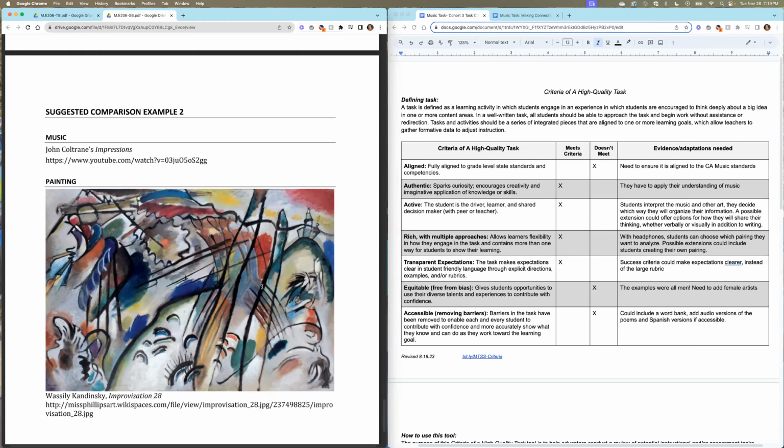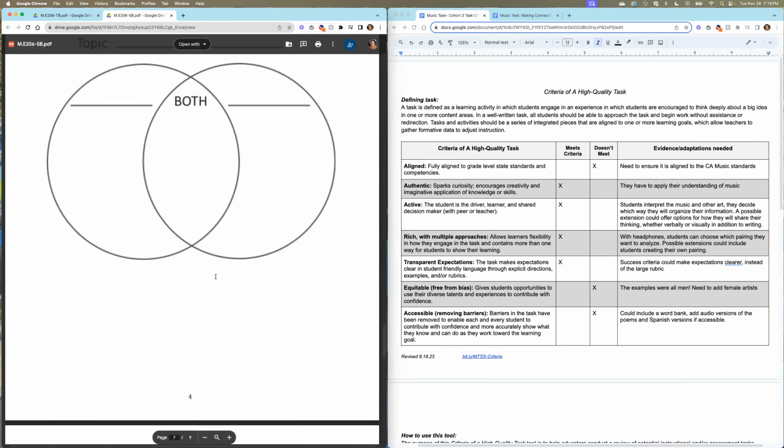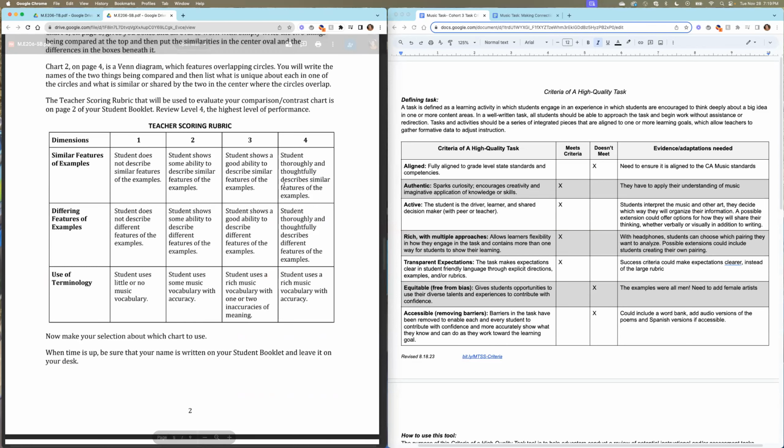For the transparent expectations, I thought that the rubric was pretty clear, but I don't love giving students the different levels. I think it's really helpful for them to have an idea of what that level 4 is. And so it could be more clear, I thought, if it was written as success criteria, and maybe a discussion of what those specific words like thoroughly and thoughtfully actually mean.